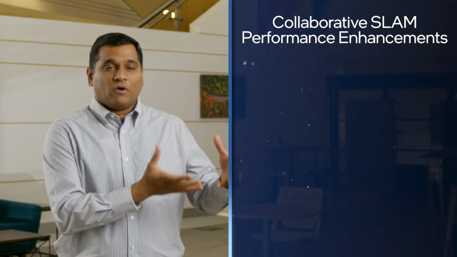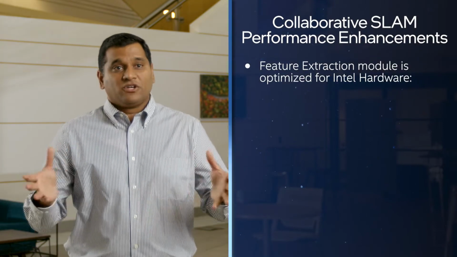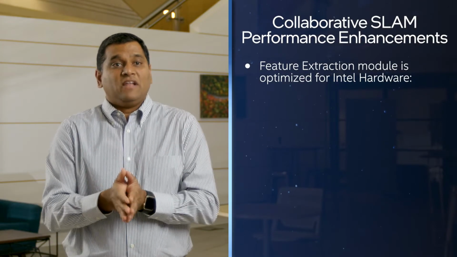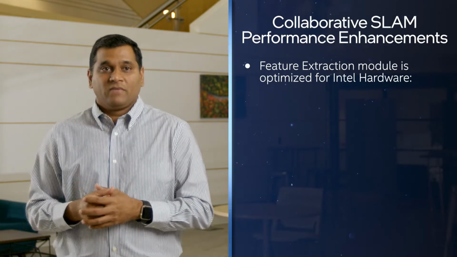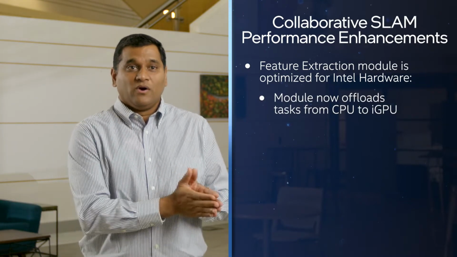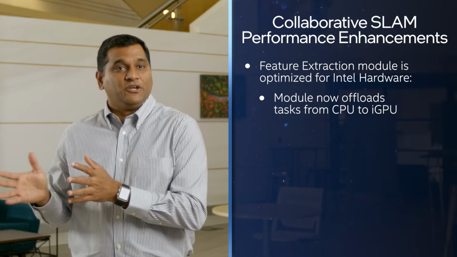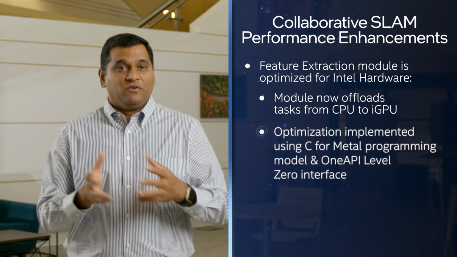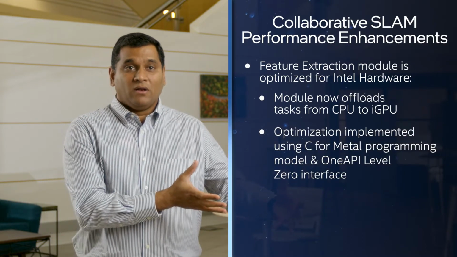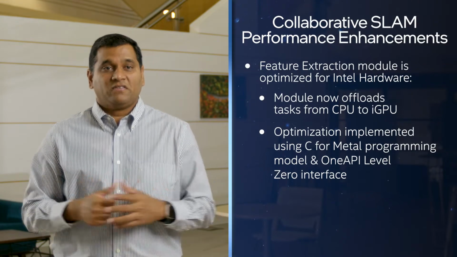Collaborative SLAM. This release contains a combination of new performance enhancements and newly added functionality to Intel Collaborative SLAM solution. With regard to performance enhancements of Collaborative SLAM, a major portion of the feature extraction module is now optimized for Intel hardware. With these optimizations, workload is offloaded from CPU to integrated GPU and were implemented using the C for Metal programming model and oneAPI Level Zero interface.